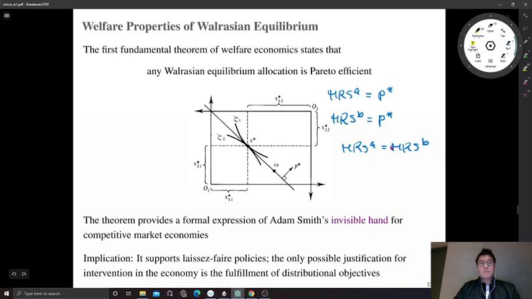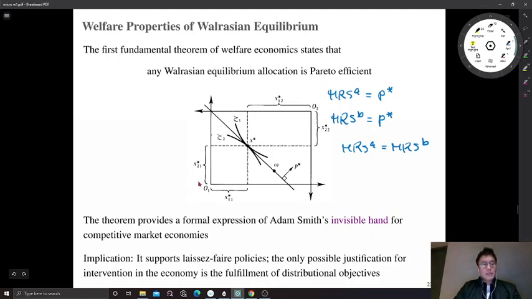So this means Pareto efficiency. From the first condition of Walrasian equilibrium itself, we know the allocation is efficient. And the second condition of Walrasian equilibrium, the market clearing condition, means the equilibrium allocation is inside the box, so the feasibility condition is also satisfied. So a Walrasian equilibrium allocation is always Pareto efficient.